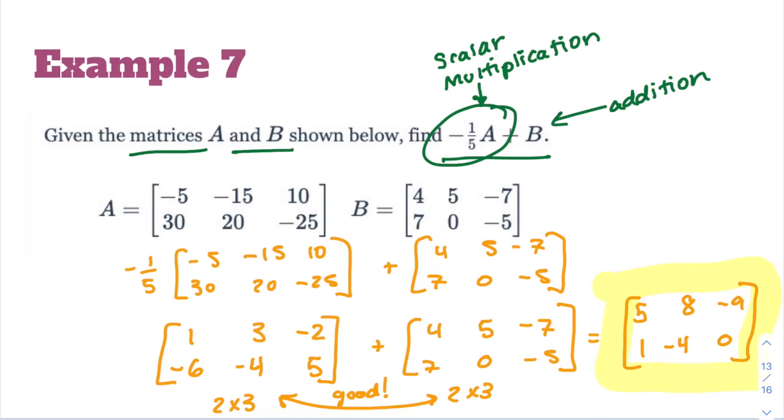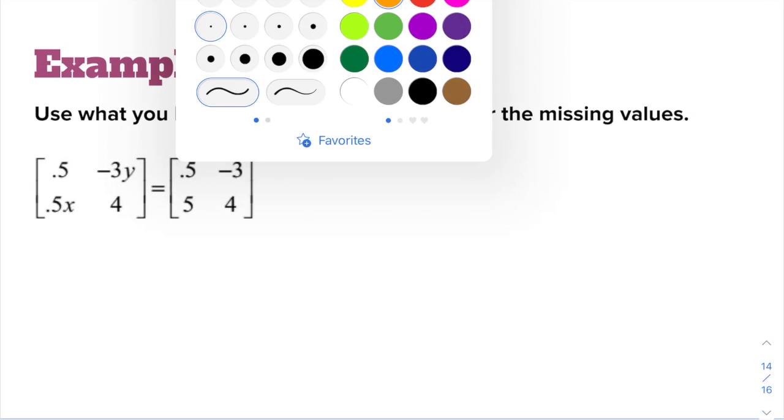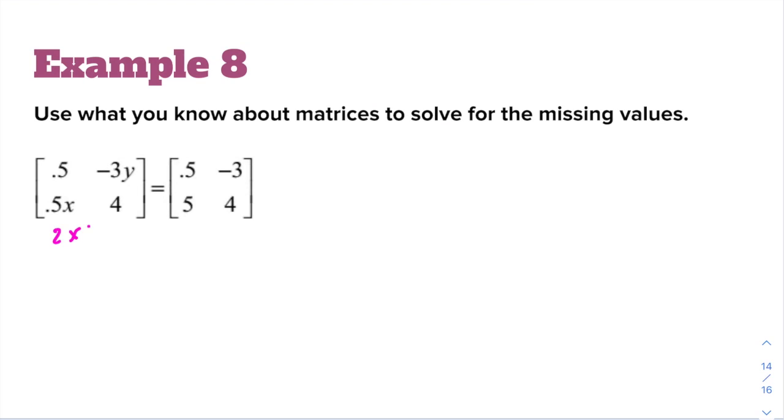Okay, 2 more examples. We're going to apply what we know. So it says, use what you know about matrices to solve for the missing values. So if we look here, I have 2 2x2 matrices. This one's 2x2, this one's 2x2, and they're set equal to each other. So what's cool about that is what we can do is realize that the elements that are in the same position would have to be equal. So 0.5 equals 0.5, that makes sense. 4 equals 4, that makes sense. So we can set the corresponding elements equal to each other, and that will allow us to solve for y and to solve for x.